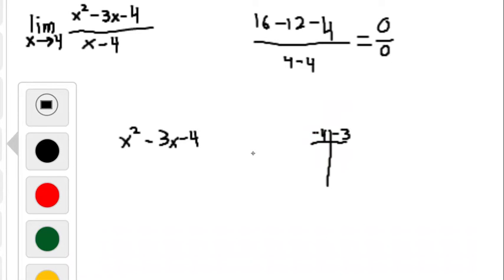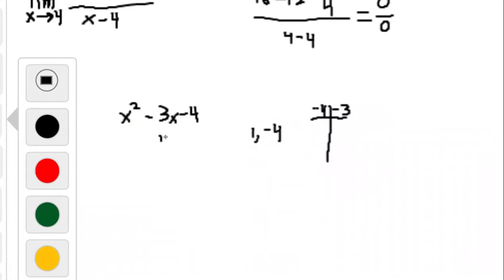And so the first one I would try would be 1 and -4, because I always tried the one with 1 first. And then I find out that, automatically that works. 1 minus 4 is -3. So that means that x squared minus 3x minus 4 equals the quantity x plus 1 times the quantity x minus 4.